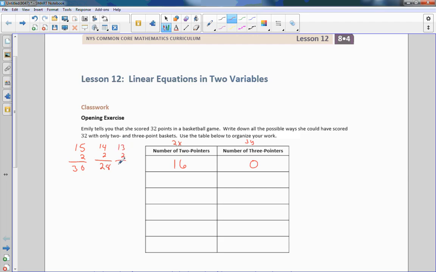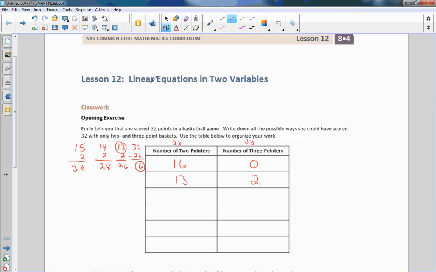13 times 2 is 26. 32 minus 26 is 6, and that is a multiple of 3. So 13 will work. So 13 2-pointers will give me 26 points, and 2 3-pointers will give me 6, and 26 plus 6 is 32. So I decreased by 3 and increased by 2.